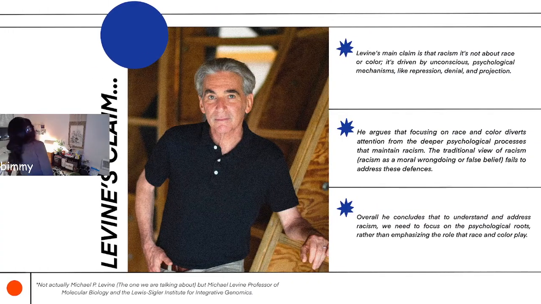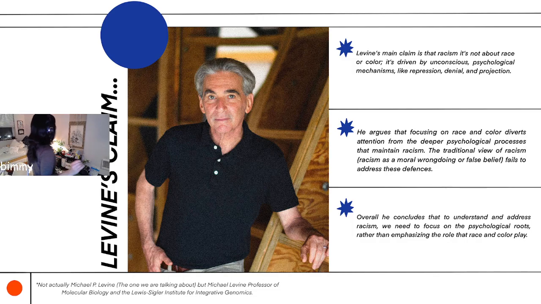So first, we will start with Levine's claim, which in How Racism Works, I believe it's that. Oh, in his work, Racism in Mind, Philosophy of Racism, Michael P. Levine questions what racism is. You know, where does racism come from? Well, racism, to him, is psychological defense mechanisms.